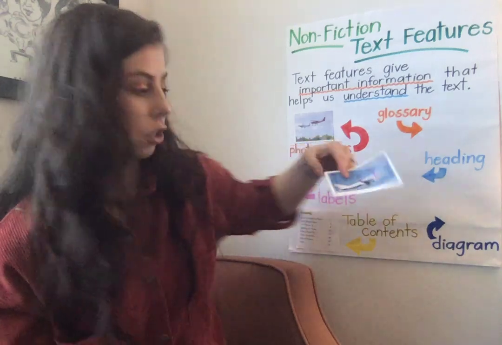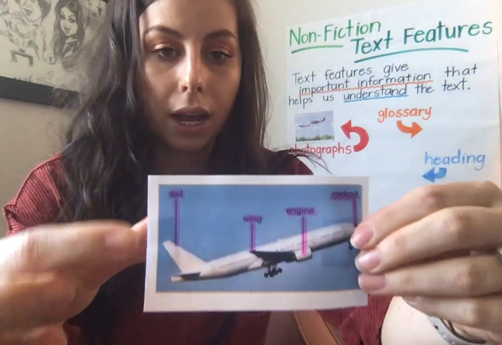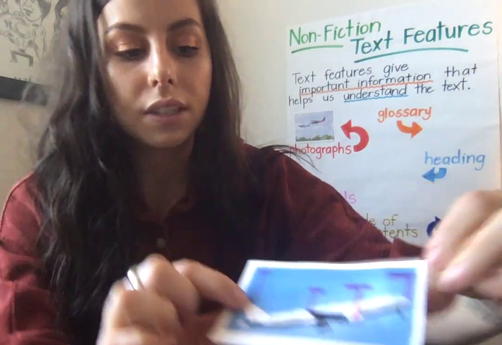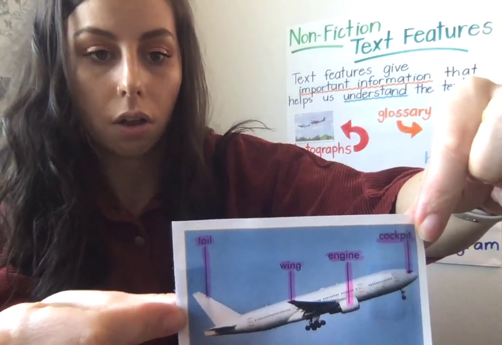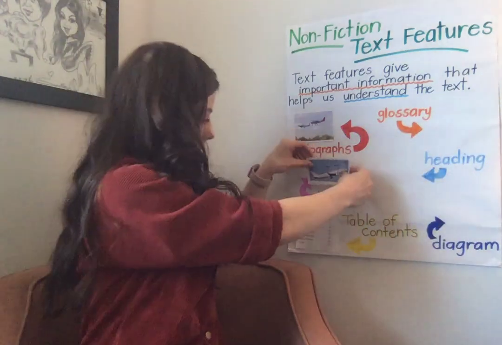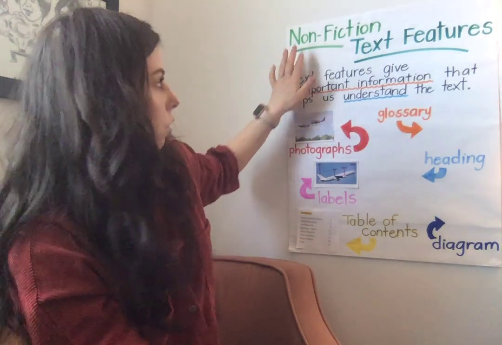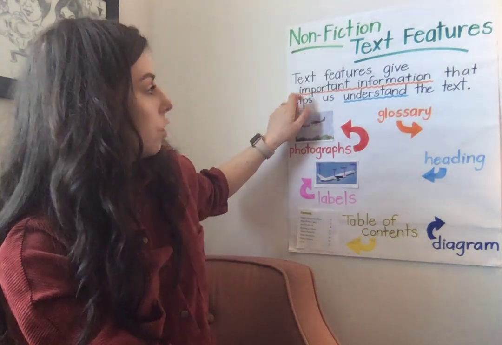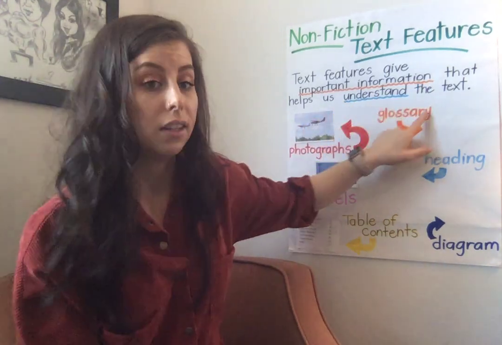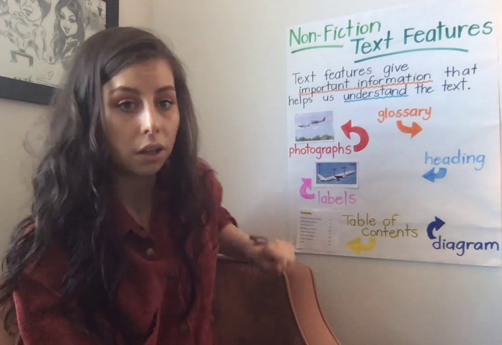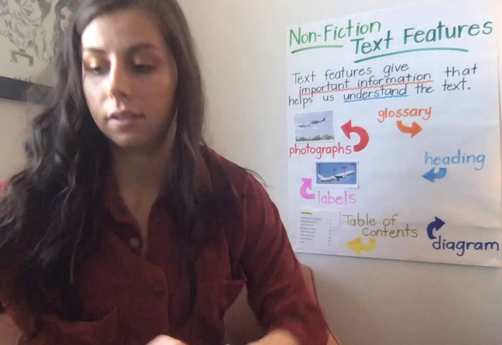So let me show you this picture. So this is labeling a plane. This is another picture that's also in this book. But it has the tail, the wing, the engine, and the cockpit. Those are all the different labeled parts of the plane. So I'm going to put that right under the labels section. So let's review our chart one more time. So nonfiction text features. Text features give us important information that help us understand the text. Some text features include photographs, labels, and a table of contents.